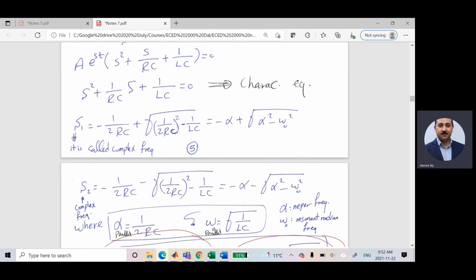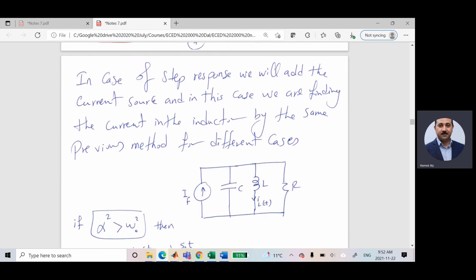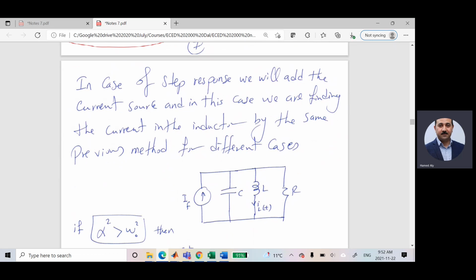What about if we are talking about also RLC parallel, but in that case, we are not talking about natural response. We are talking about forced response. And as a special case, we are talking about step response, whereas IF is equal to a constant. So imagine we have a similar circuit that has RLC connected in parallel, but I have an external current source connected in parallel.